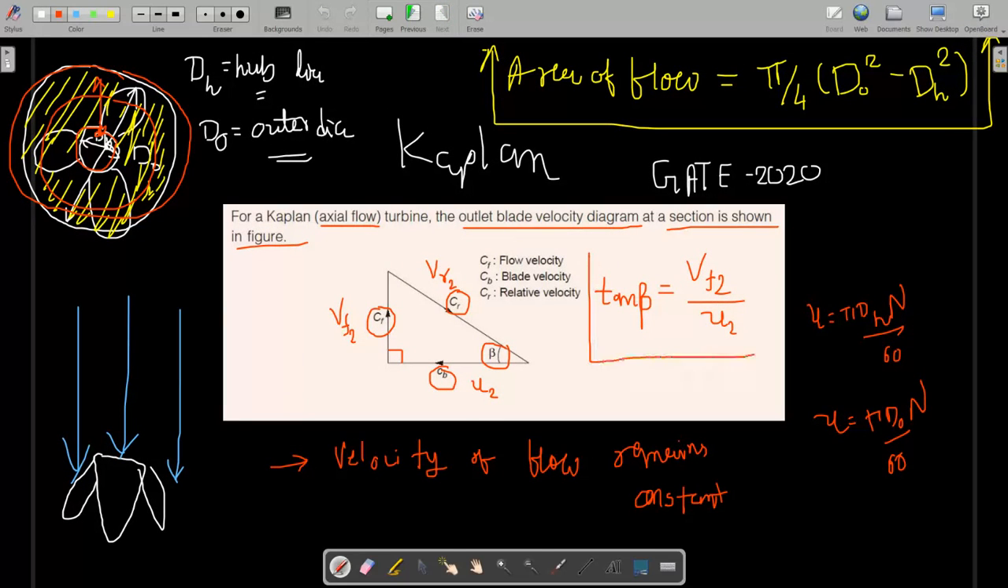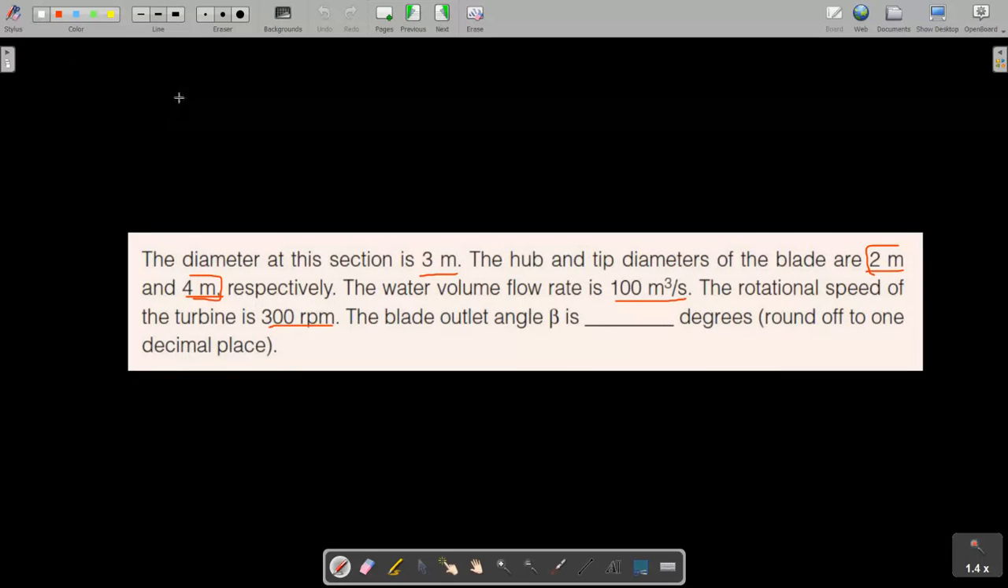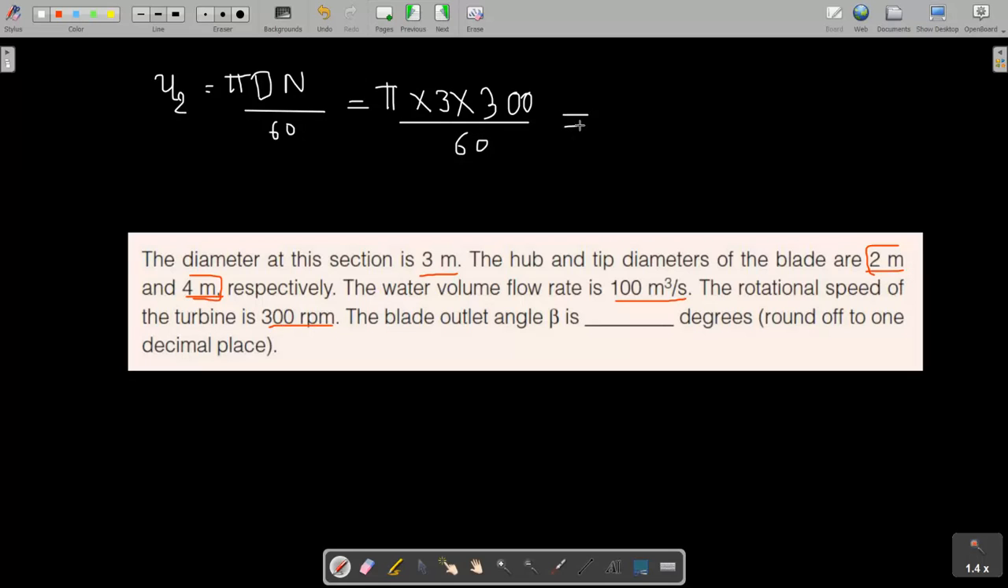Take this as equation number 1, tan beta 2. Now we don't have vf2 or u2. For u2, that means the instantaneous peripheral velocity at 3 meter, in our case we can write as pi D N by 60. Here pi D, D is the mean diameter, that is 3 meter, N is the rpm, given as 300 rpm, divided by 60. So here you will get the peripheral velocity as 47.12 meter per second.